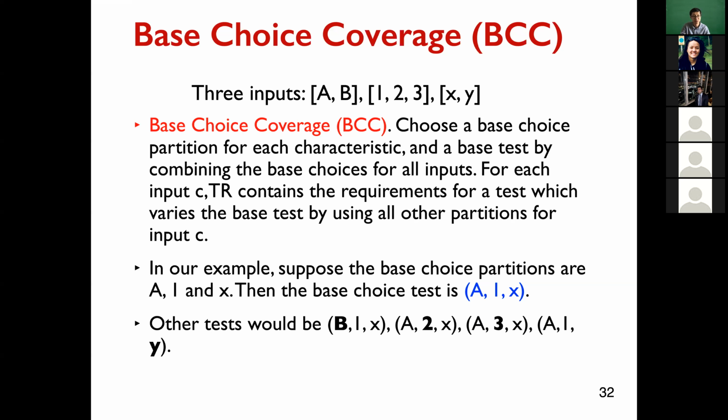Then we see we have four choices other than the base choice, so 4 test cases other than the base test. So in total, we have 5, right? So the number of test cases is given by this formula: we have a base test, then we have other tests, and each of them is just a variation of one input. This is base choice coverage.